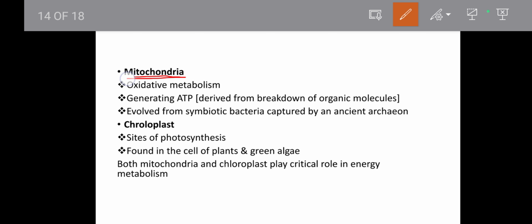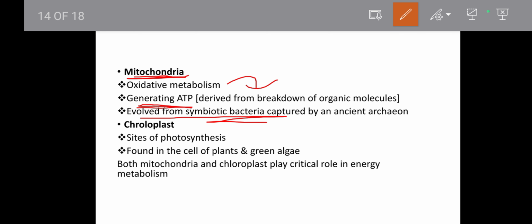Mitochondria is present in both plant and animal cell. Mitochondria is the powerhouse of the cell because it generates ATP, and ATP is generated from breakdown of organic molecules. Oxidative metabolism is the process of ATP generation. It is also said that mitochondria evolved from symbiotic bacteria that was captured by an ancient archaeon.